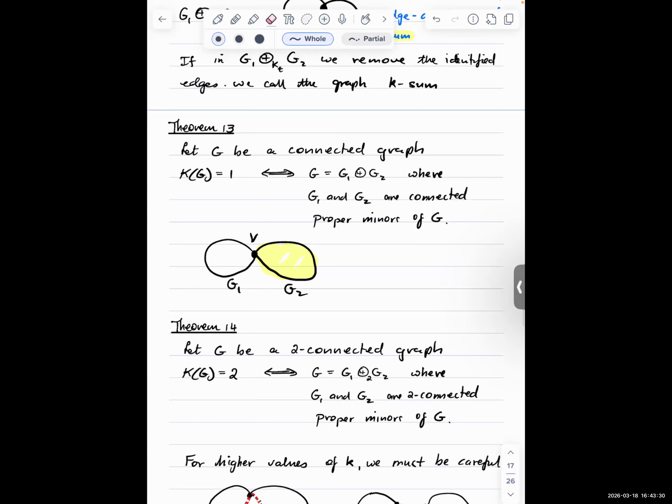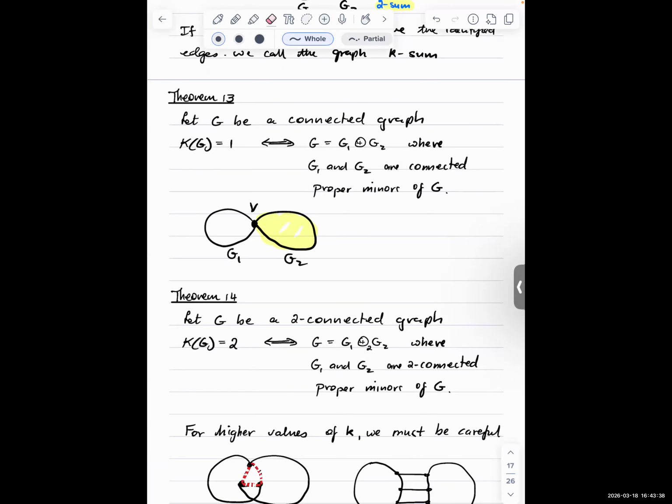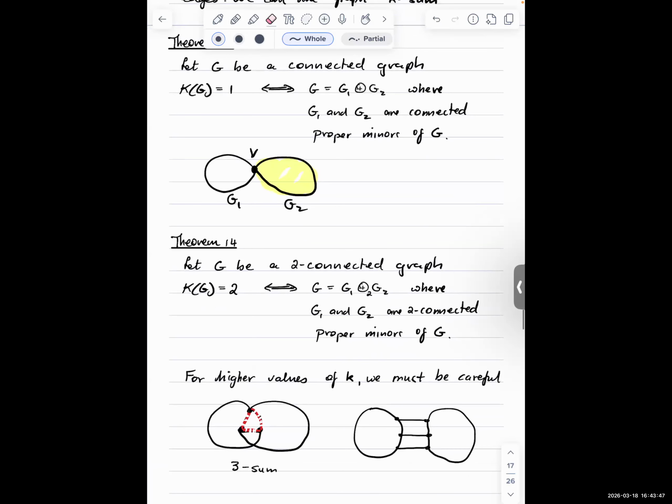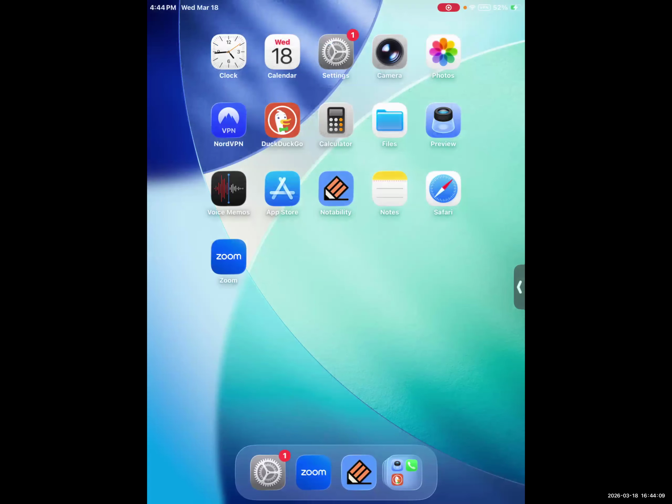So theorem 13 is really just an observation. Theorem 14, you go one level up. Let G be a two-connected graph. Then kappa G is equal to 2 if and only if G is the two-sum of G1 and G2, where G1 and G2 are connected proper minors of G. That's what we're going to prove now, and we might actually be stuck on it for quite some time. It's a fairly long proof.